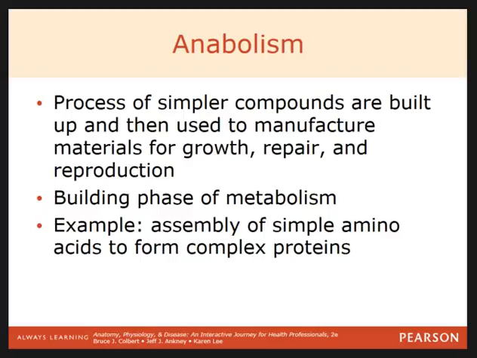So anabolism is a process of taking simple compounds, building them up, and used to produce larger compounds that are used for growth, repair, and reproduction. It's the building phase of metabolism. So amino acids, for example, are the building blocks to form the more complex compound of proteins. So making proteins is a process of anabolism.